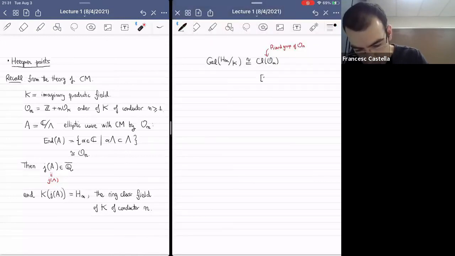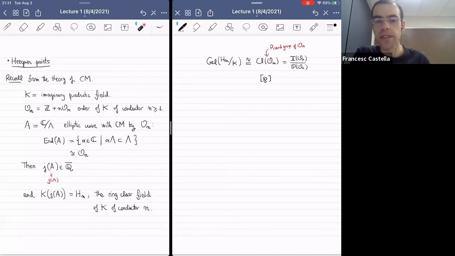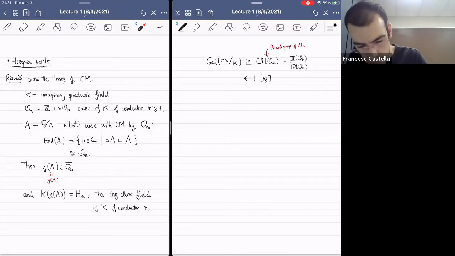Okay, so if we have the class of some ideal, so this is proper O_n ideals modulo principal ones, the class of one such, so this would be a proper O_n ideal.